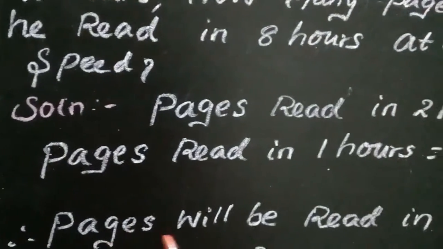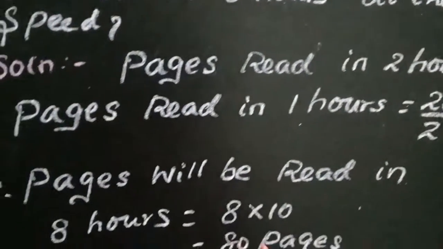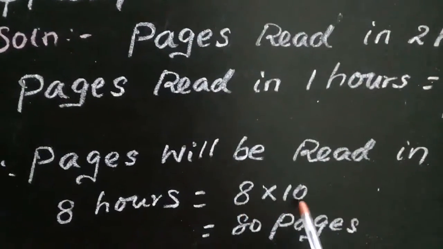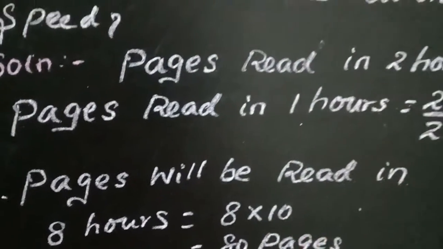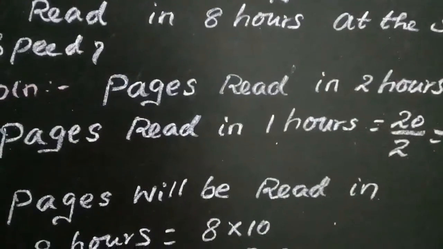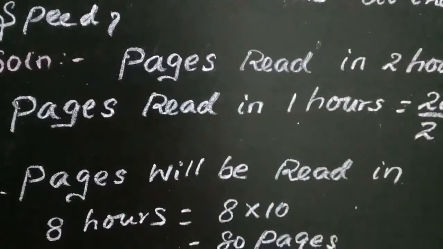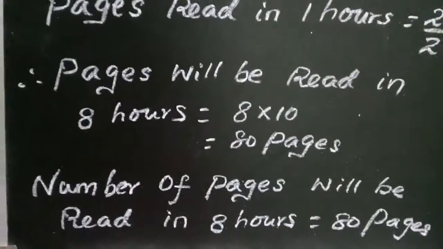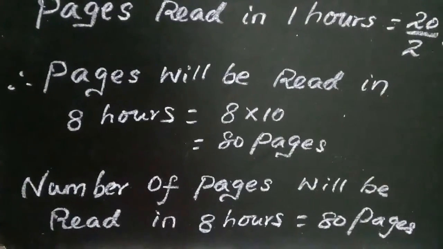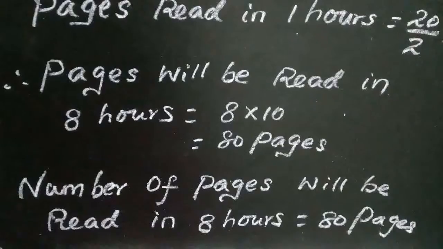Therefore pages read in 8 hours equal 8 into 10, that is 8 tens are 80. So in 1 hour he will read 10 pages, which means in 8 hours, 8 into 10, 80 pages. Therefore the number of pages read in 8 hours is 80 pages.